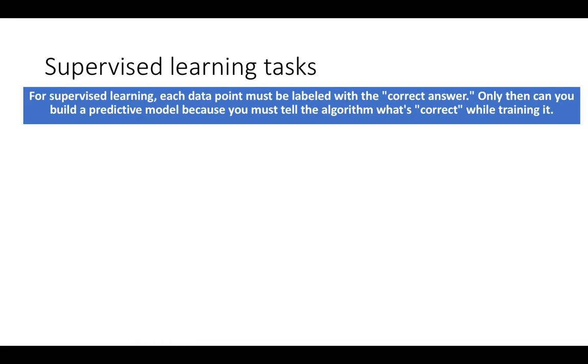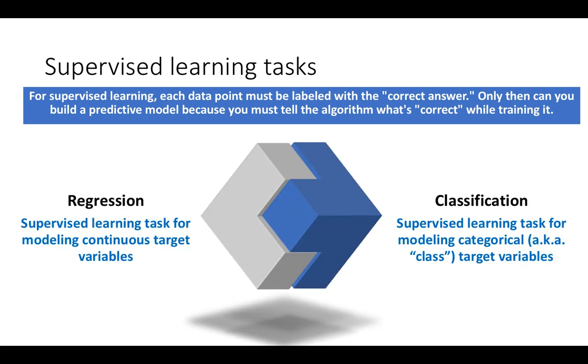So let us go to supervised learning. For supervised learning, each data point must be labeled with the correct answer or the ground truths. Only then can you build a predictive model, because you must tell the algorithm what is correct while training it. Then when you show it unseen data, based on the training, the model will help you to predict. So that is how supervised learning tasks work. Then there are two very specific supervised learning tasks, and algorithms to perform those tasks.